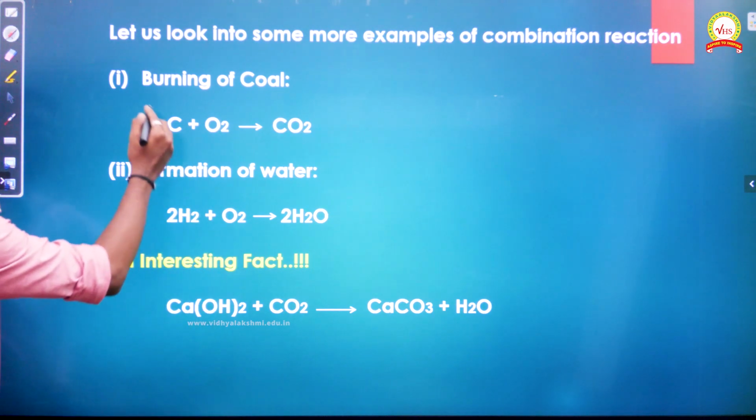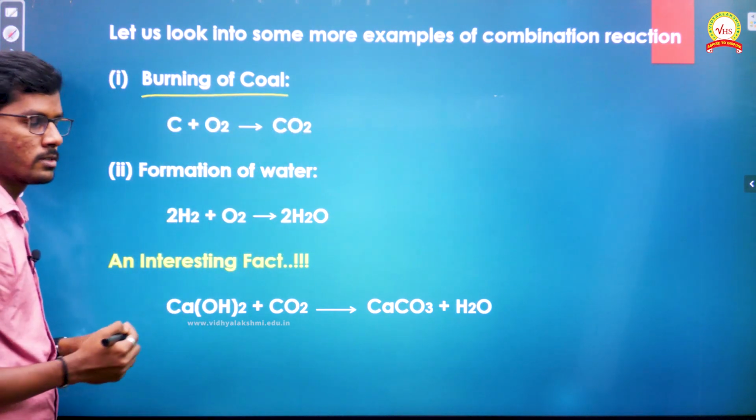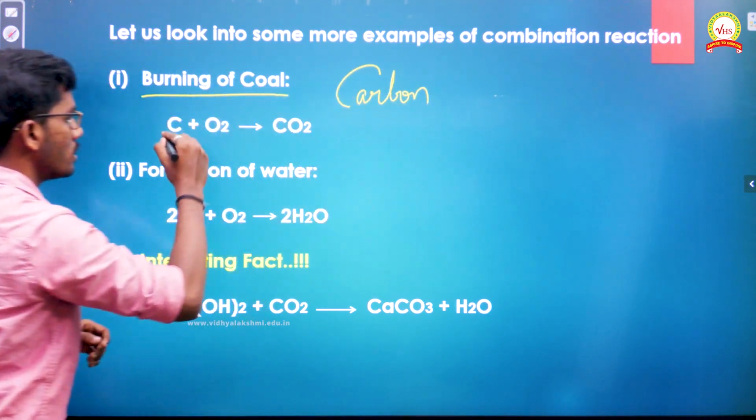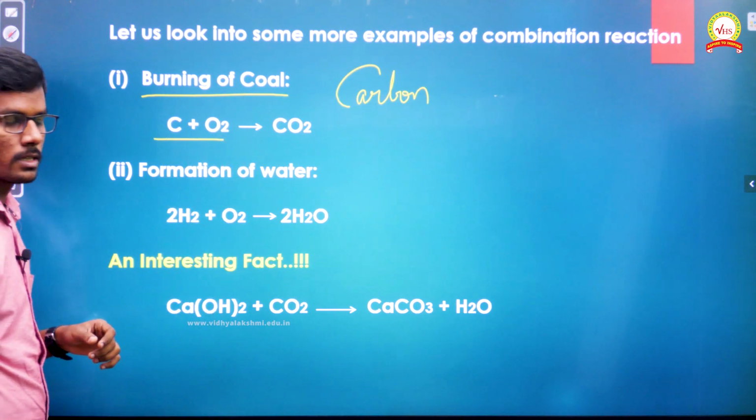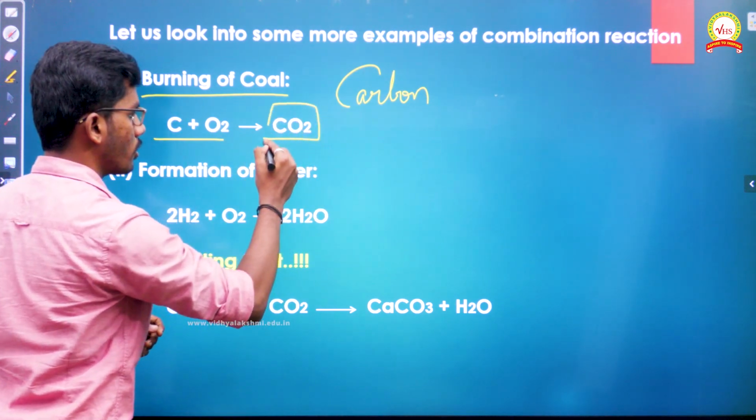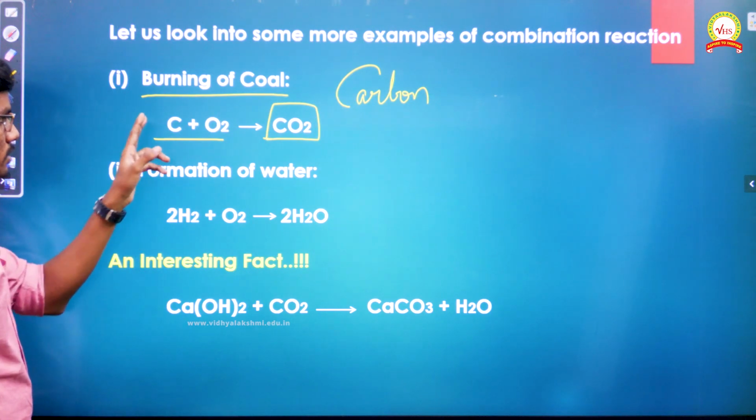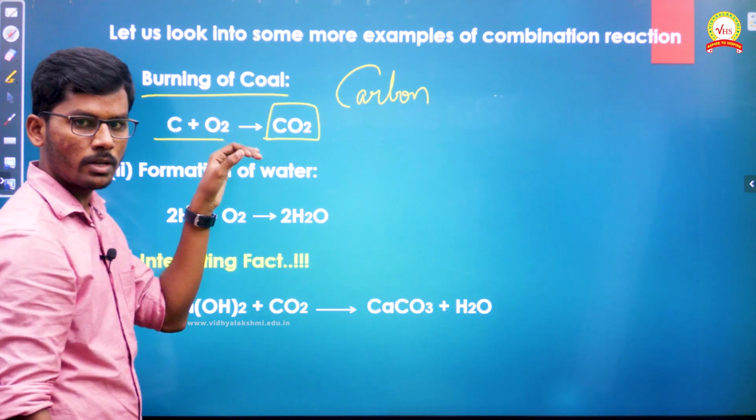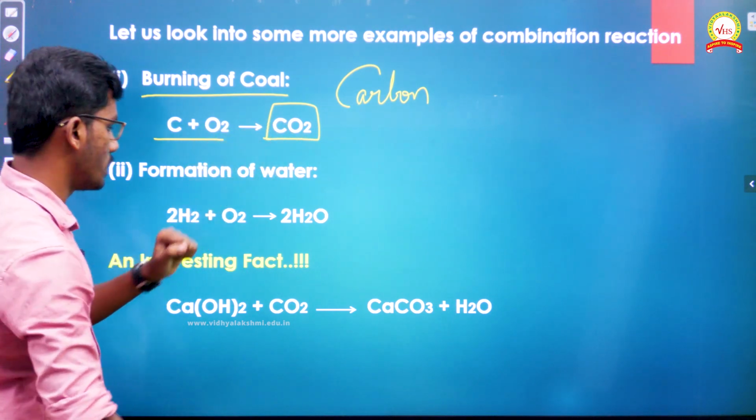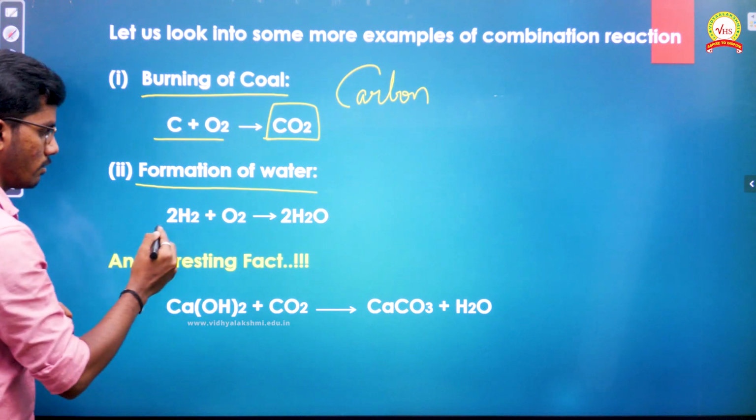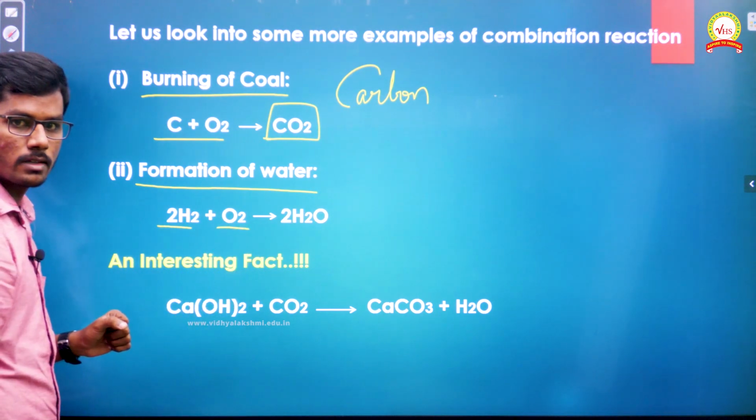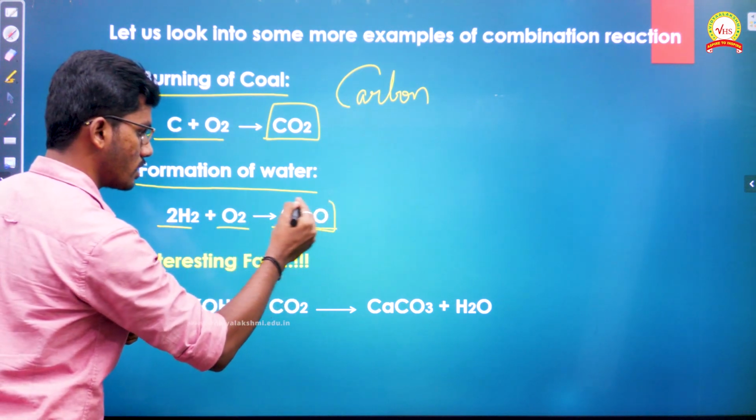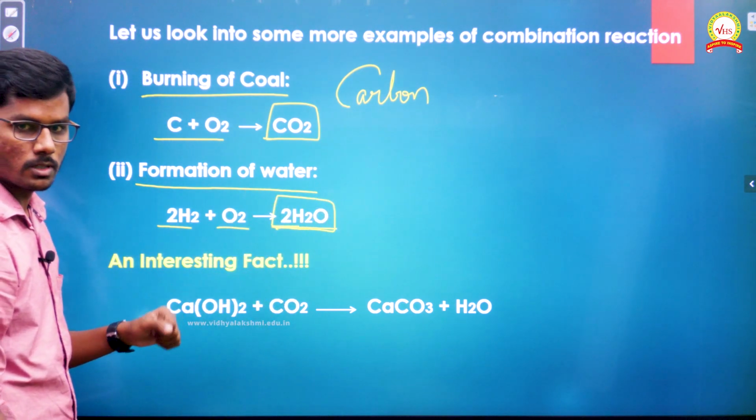So here, burning of coal. You know, coal is completely made up of what element? Carbon, right? So when carbon is burnt in the presence of oxygen, it tends to form carbon dioxide gas. So just see what is the condition required for combination. Two or more reactants combine to form a single product. So this is a combination. And then formation of water. When hydrogen gas is passed with oxygen gas, it forms water. So two reactants tend to form a single new product. So this also comes under combination.